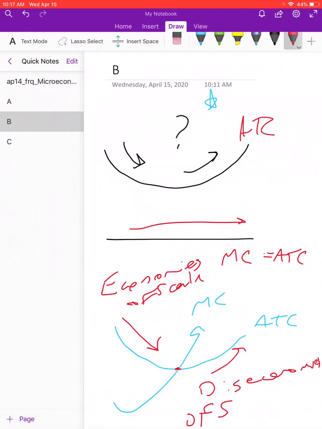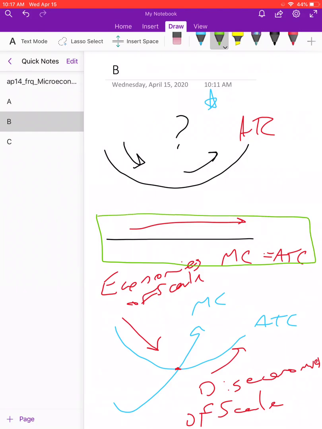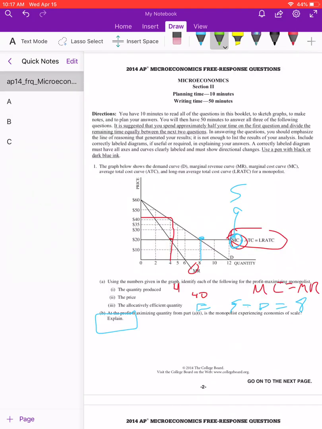And so in the graph that we're looking at, we don't have an arced average total cost curve. Instead, we're looking at an average total cost curve that is flat and constant. That means we are experiencing neither economies of scale nor diseconomies of scale. That means that we are experiencing constant returns to scale because our average total cost is always staying the same. And so your answer then at the profit maximizing quantity, is the monopolist experiencing economies of scale? The answer is no, because, you'd write this out in a sentence, the average total cost is staying constant, therefore this firm is experiencing constant returns to scale.